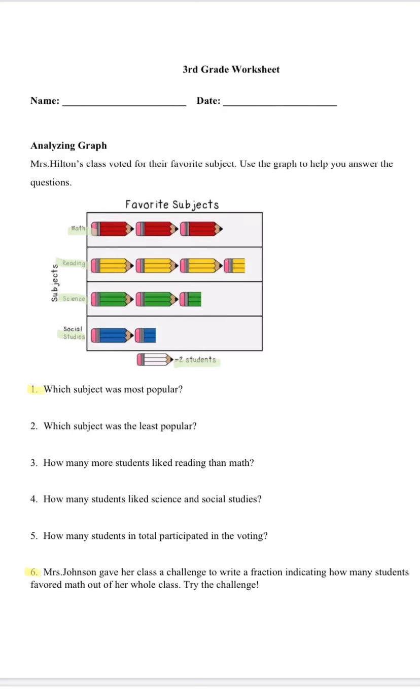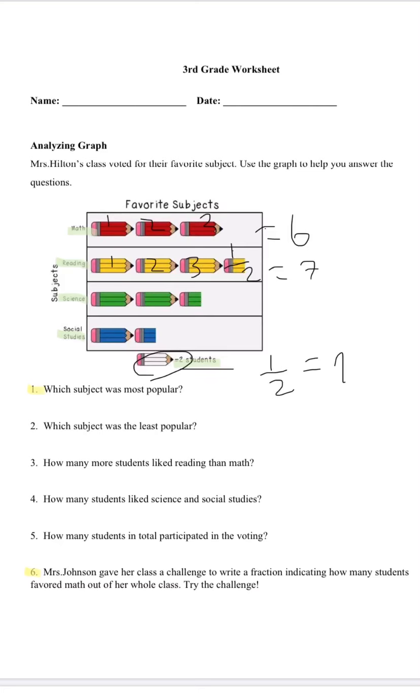So the first question says, which subject was most popular? Well, let's look at it. Since a whole pencil represents 2 students, there's 1, 2, 3. That means 3 times 2, right? Which is 6 students picked math. And then it's 1, 2, 3 and a half, right? And then half represents 1 student, right? So that's 6 plus 1, which is 7 students.